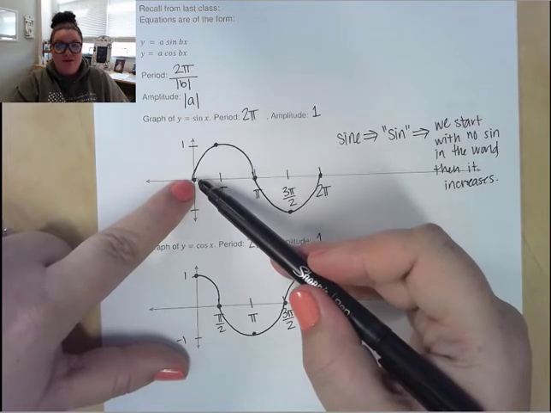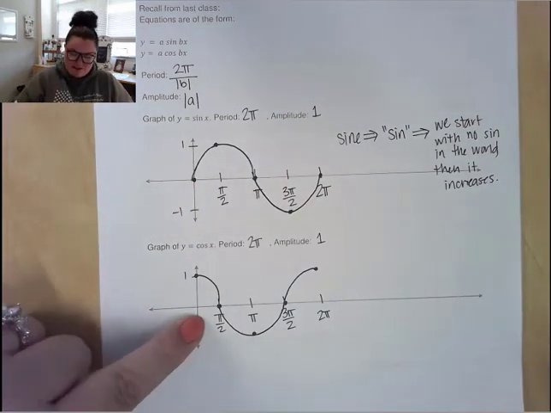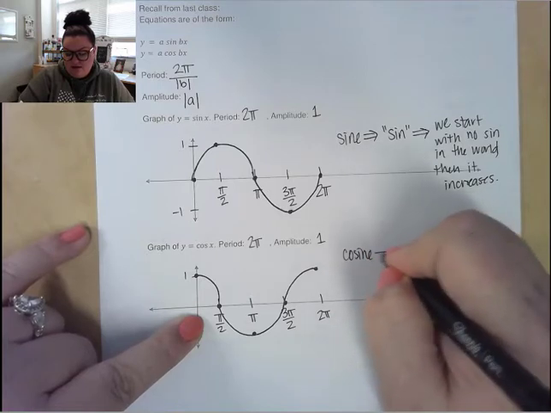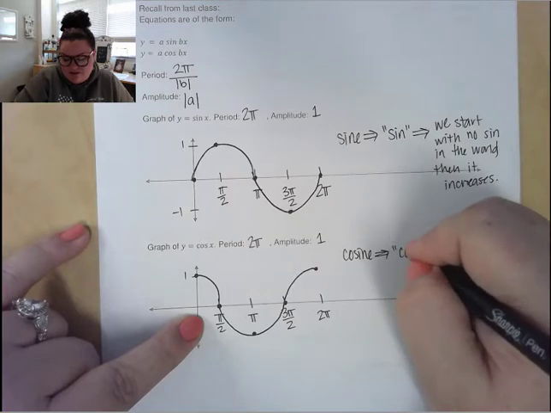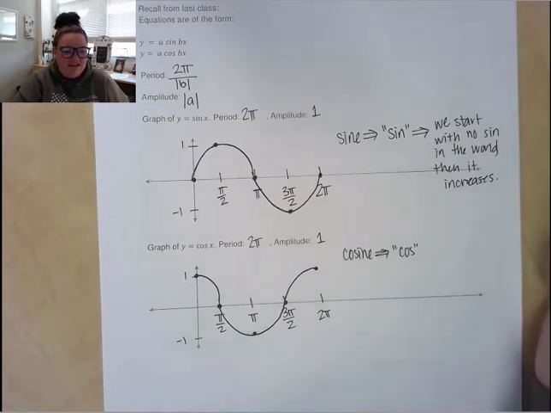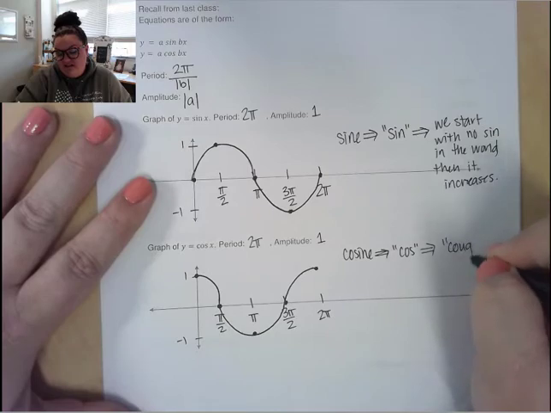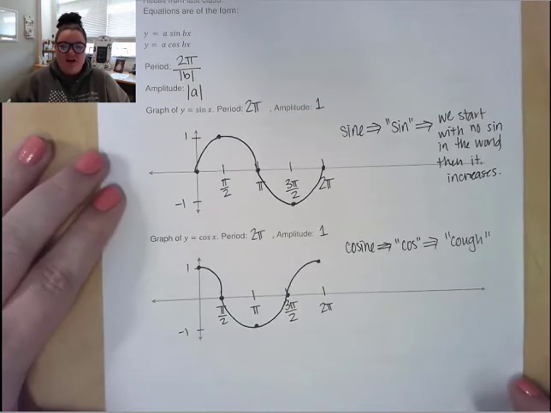So we start off with no sin, right? And then very quickly it starts increasing. All right, and then when I think of the cosine curve, honestly, I try to think of a word that starts with a C, right? Cosine, cos. And I thought, okay, well, that sounds kind of like cough, right? If it's a cosine curve, cos, we cough.